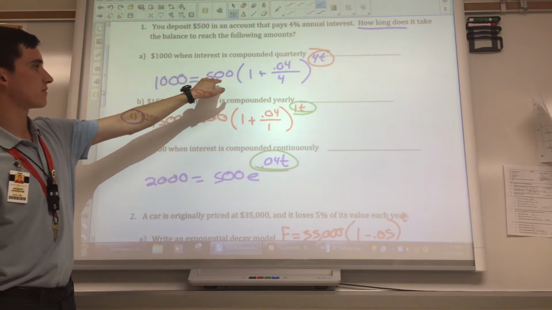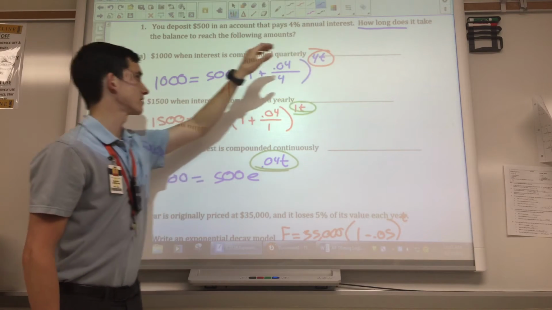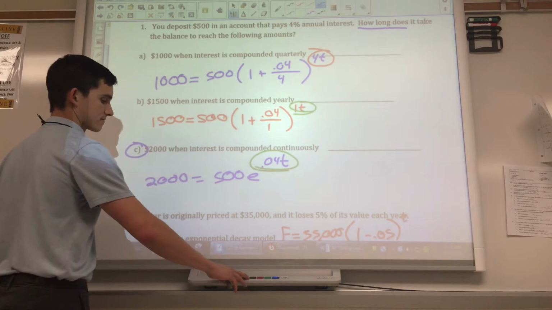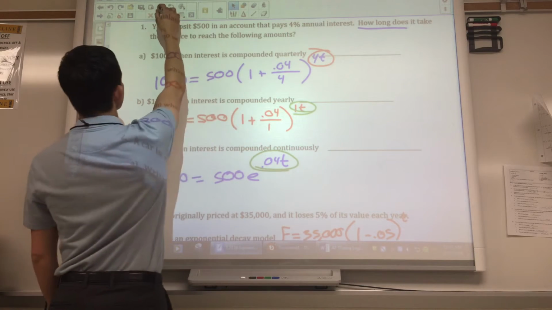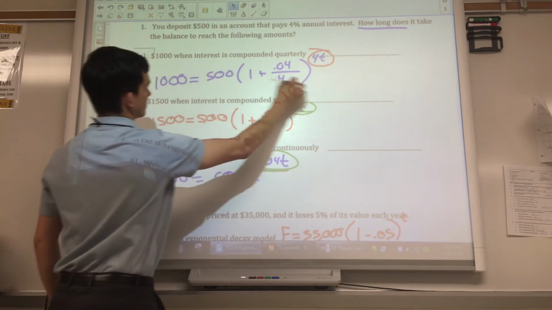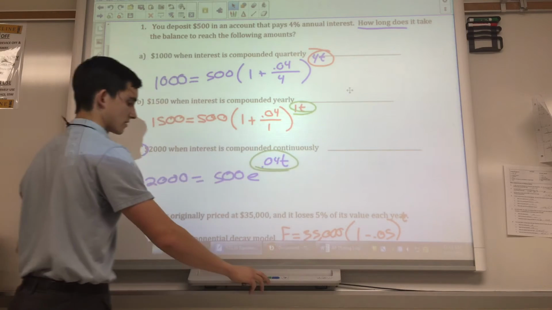So the first thing I would do, if I'm going to solve for that t up there, is get rid of that 500. I divide the 500 off. Okay? So actually, let me get on another page. I feel like I'm kind of running low on space. So we'll do this.